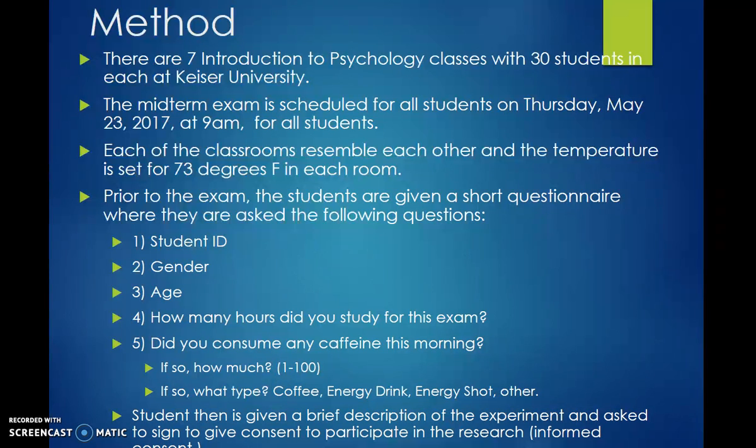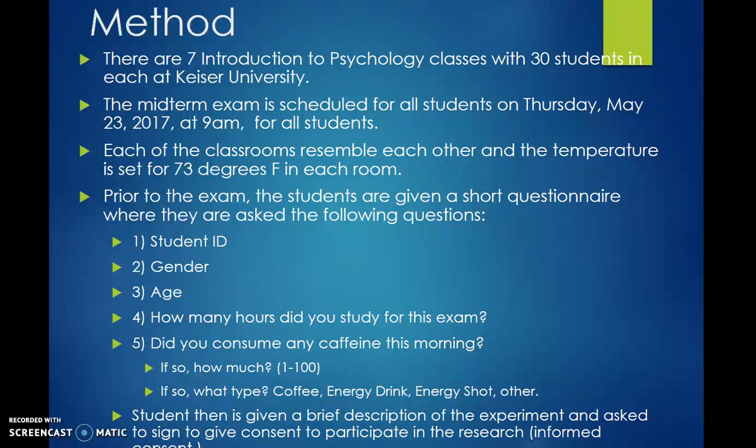There are 7 introduction to psychology classes with 30 students in each at Kaiser University. I'm making this up, so I just want you to play along. This is how you're going to do your method section for your paper. You're going to make it up. This is not something that is really going to happen, because you're not really allowed to do these things.